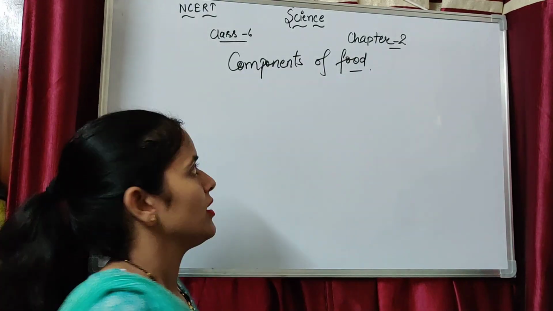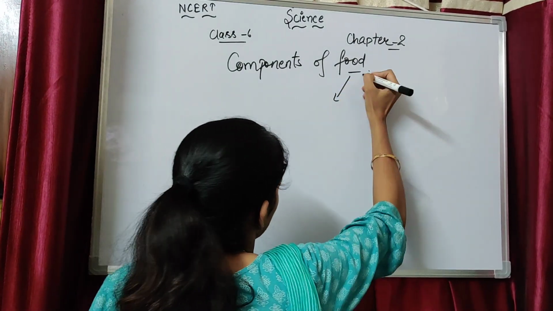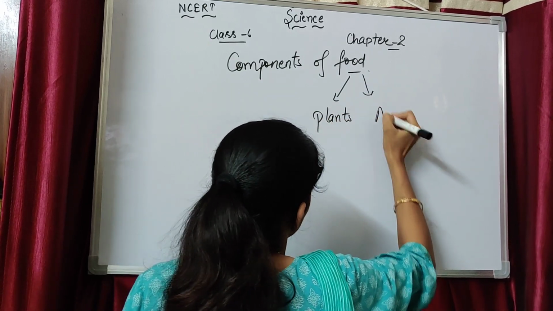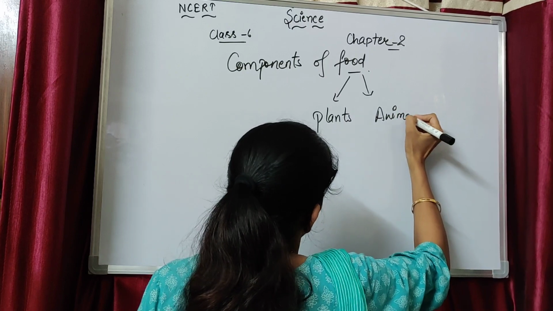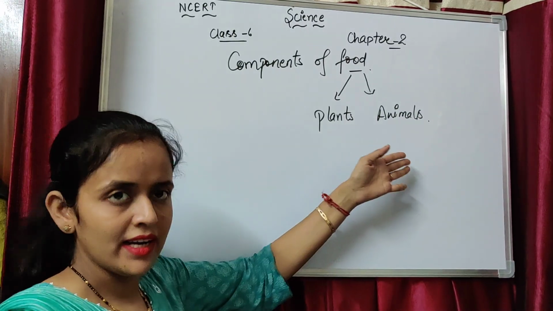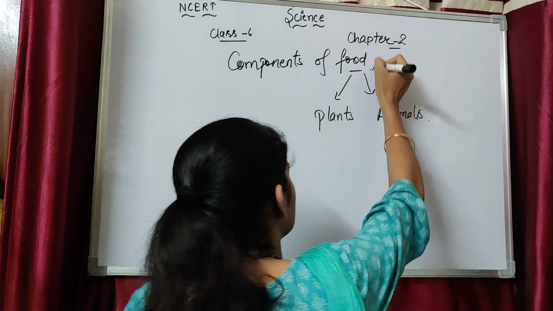First question is, from where do we get food? We get food from plants and animals. Only these two are the sources from where we get food, plants and animals. What does food have?